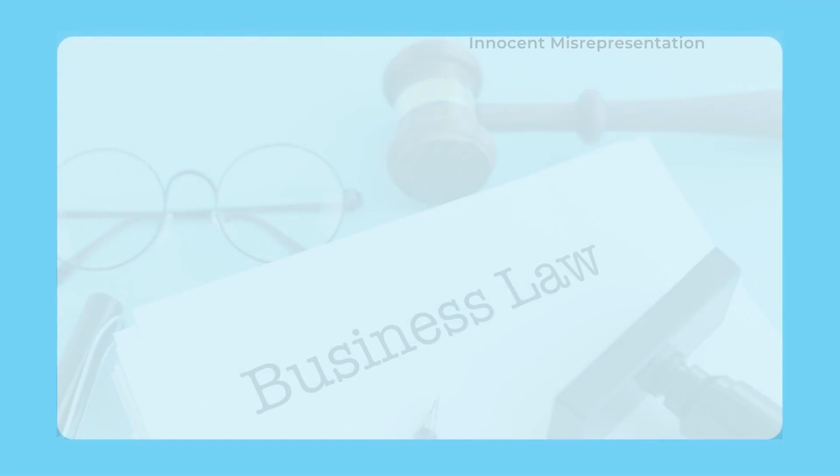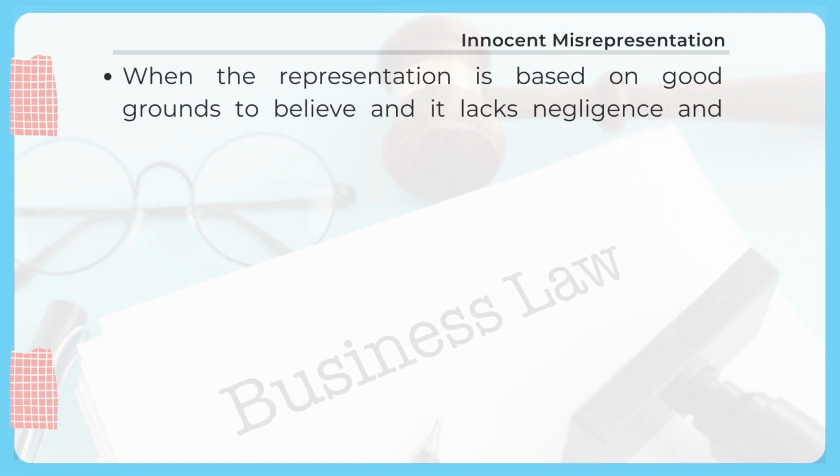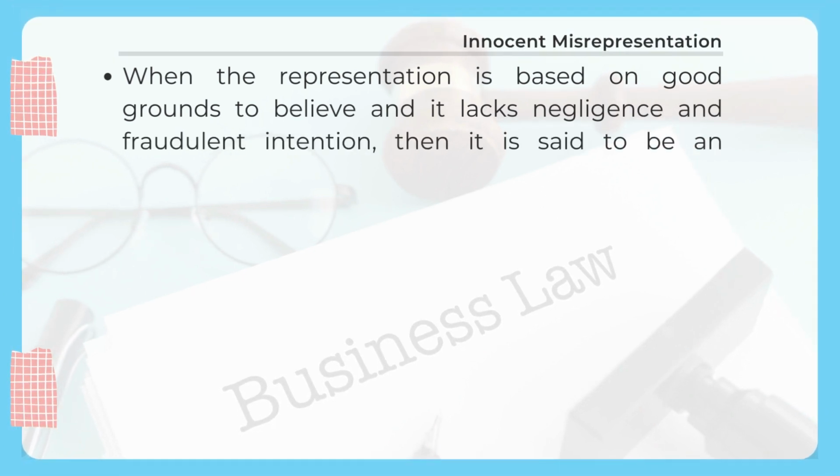On the other hand, we have innocent misrepresentation. When the representation is based on good grounds to believe and it lacks negligence and fraudulent intent, then it is said to be innocent. Every time, collecting the information is not approachable. So we could have those areas where we cannot see the information in an available form. Like we could witness that we have certain areas which are very remote, like remote areas of Bihar, remote areas of Jharkhand, right?